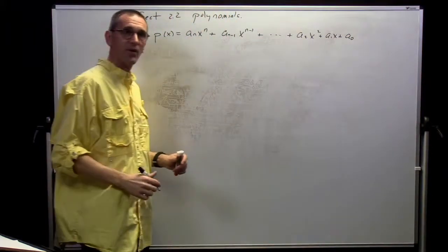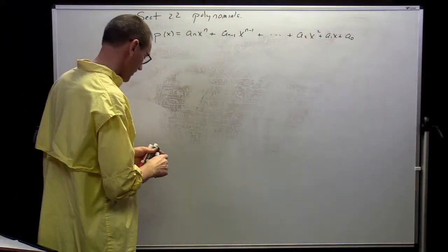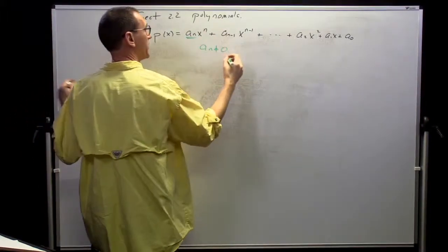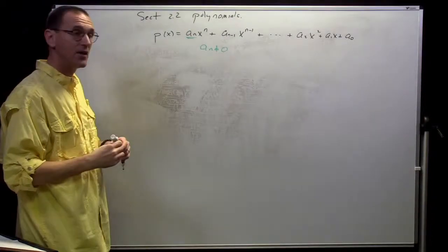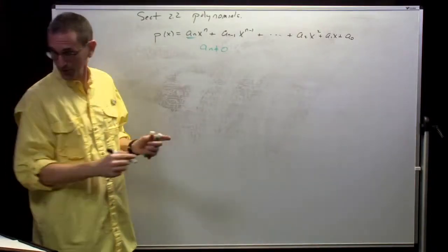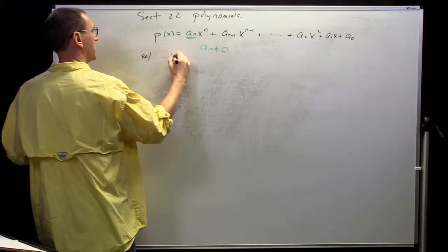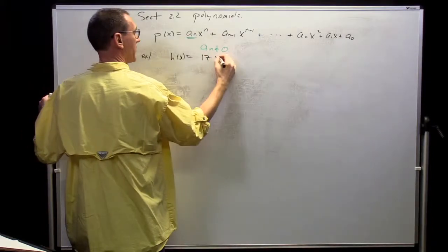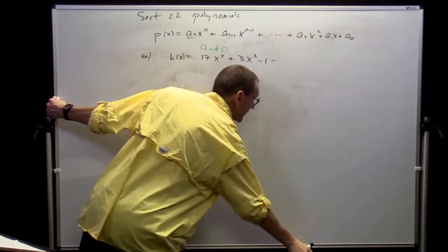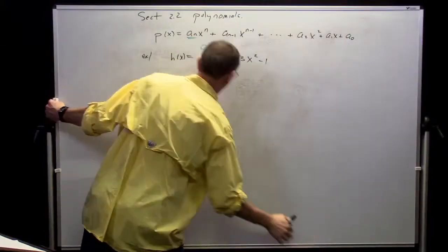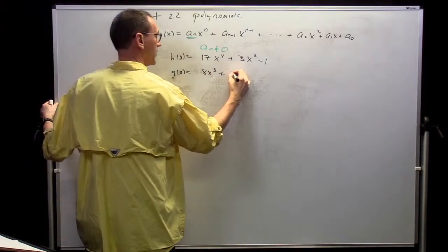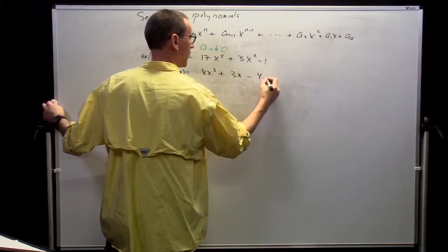To be anything I can write in this form, and what's going to be important is this number here can't be 0. If it was 0, then I'd just be talking about the rest of it. These a's are just some constants. So examples would be something like h of x equals 17x to the 4th plus 3x squared minus 1. Another example would be g of x equals 8x cubed plus 3x minus 4.